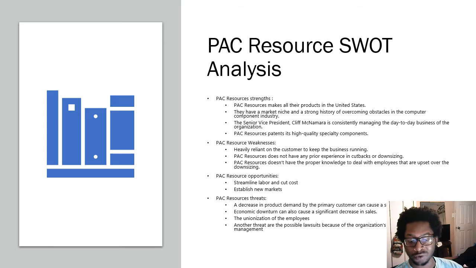PAC Resources has several threats that, without overcoming, could cause the downfall of the organization. A decrease in product demand by the primary customer can cause a significant decrease in sales. Economic downturn can also cause a significant decrease in sales. As a result of these two threats, the organization is doing a 10% cutback in all departments.